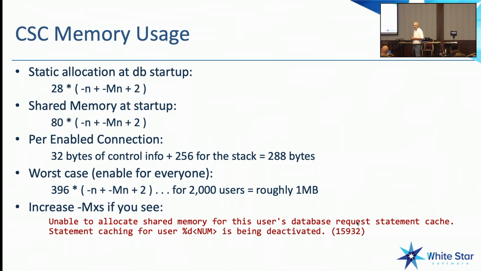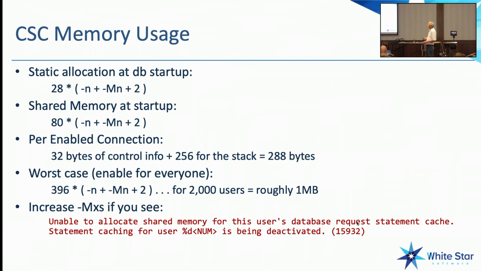First of all, there's memory. In order to enable the client statement cache, you need to consume some memory because the cache itself has to be stored somewhere. At DB startup, you'll have 28 bytes allocated per user plus the number of servers plus 2. You'll have some shared memory allocated at startup to make the client statement cache available. This doesn't change because you're turning it on or off. This is just the memory impact of the feature. And then when you enable a connection, you use 32 additional bytes of memory plus 256 bytes for the stack, so that's another 288 bytes.